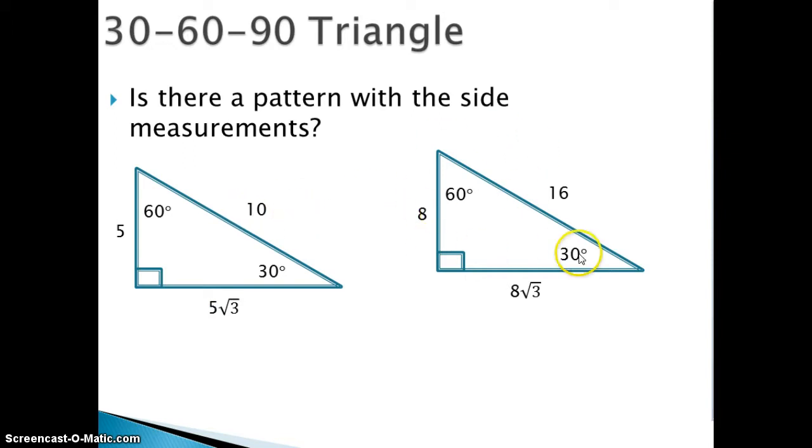For the other triangle, we go across from the 30. We have 8. And across from the 60 is the same 8 times the square root of 3. And across from the 90 is that same 8 times 2. So the ratio of the sides here, we know that this one is going to be your x, this one will be the root 3 times the side, and this will be 2 times the side.